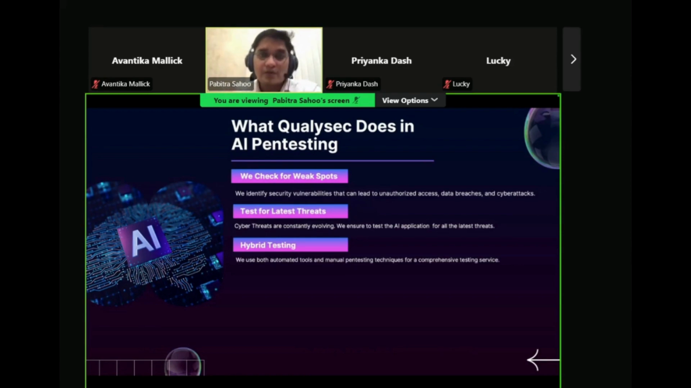And then we do hybrid testing. We use a lot of automation tools as well as manual assessment. As a comparison, 20% of what we do is automation and 80% of our activities are manual. Prompt injection and LLM API issues can be found only if someone can think, analyze and manipulate those things, then the result can be achieved. So we mostly prefer manual penetration testing.